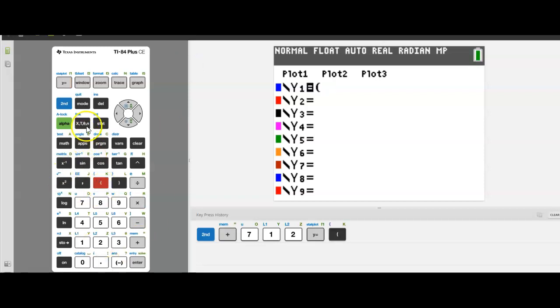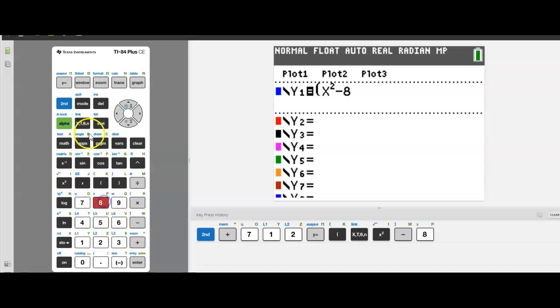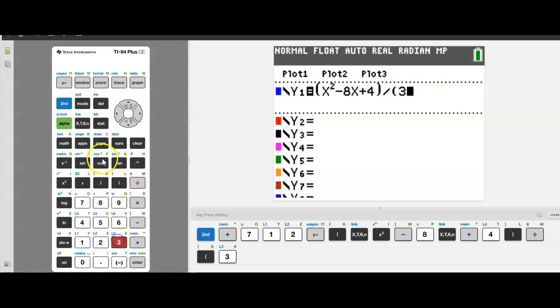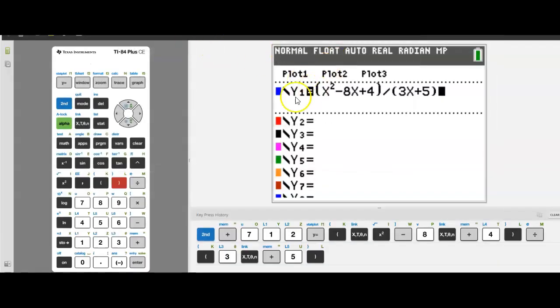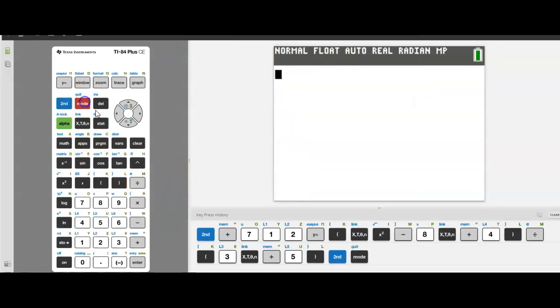So we need to do x squared minus 8x, and I think it was plus 4, divided by 3x plus 5, I believe it was. Let me double check this to make sure. Yes. All right, so there it is. I'm going to go ahead and get out of there.